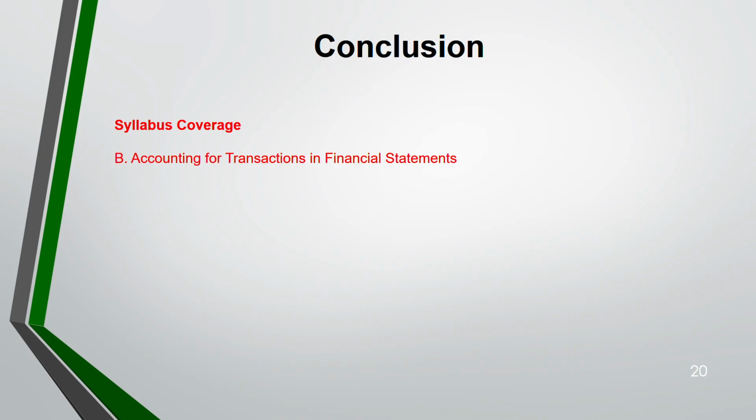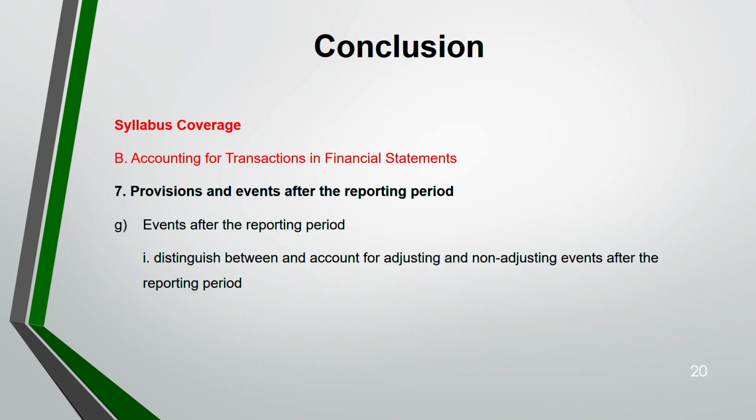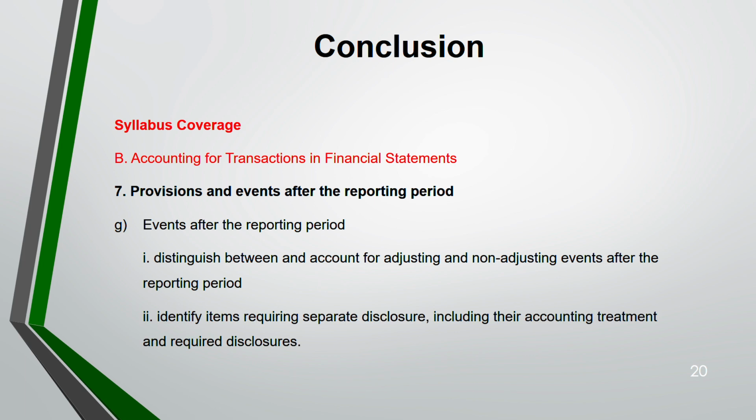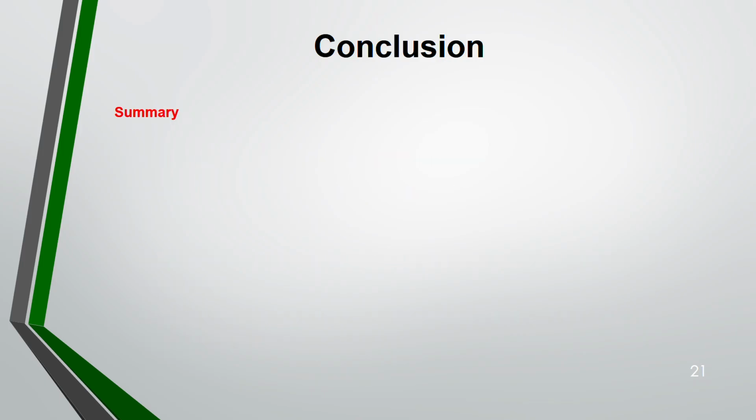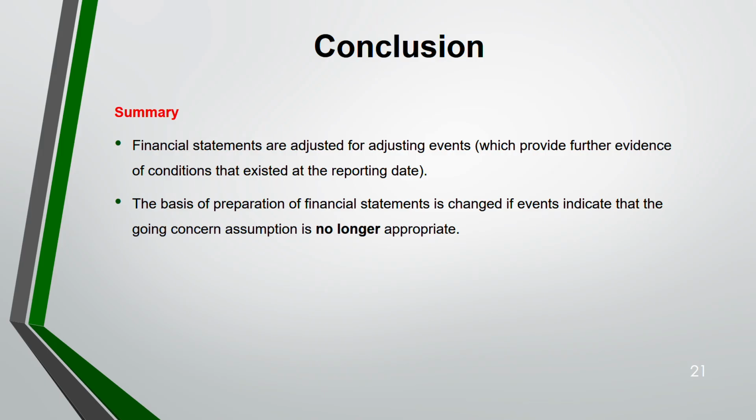So we are in section B in the provision. Events after the reporting period. You have to distinguish between adjusting and non-adjusting events, and separate disclosures are required for items. For example, whether it's prepared on a going concern basis, dividend proposed, declared. Now, let us summarize. Financial statements are adjusted for adjusting events. And if it's non-adjusting, you disclose.